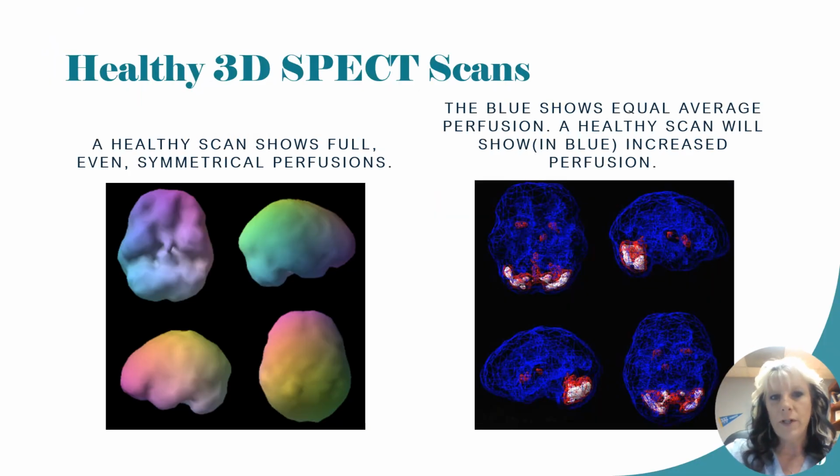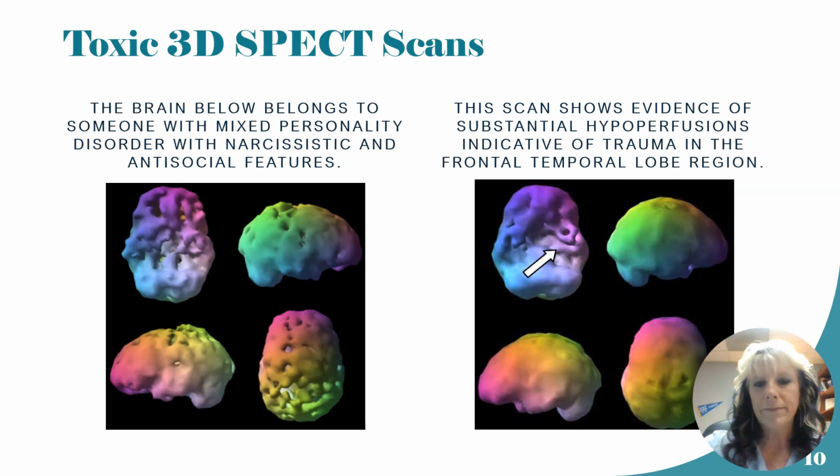In the images below, they show cerebral perfusion, and cerebral perfusion refers to the amount of blood delivered to the neural tissue. Now, the photo on the left shows a healthy 3D surface rendering looking at the top 45% of the brain perfusion, and this one shows full, even symmetrical perfusions. Then the photo on the right is looking at the areas of increased perfusion, and you see the blue that equals average perfusion, while the red equals the top 15% of perfusion, and the white is the top 8%. And this scan showed increased perfusion in the cerebellum.